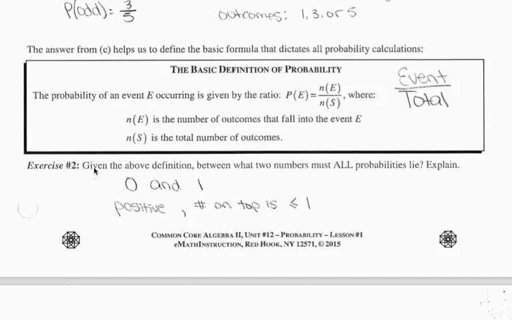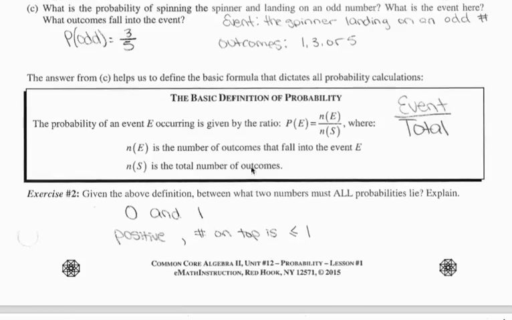Exercise number 2 asks us, given the above definition, between what two numbers must all probabilities lie, and explain in some fashion. Well, it has to fall between 0 and 1. There's lots of ways that you can explain it, but the most important is that it has to be a positive number because we're counting the number of ways that things can occur.